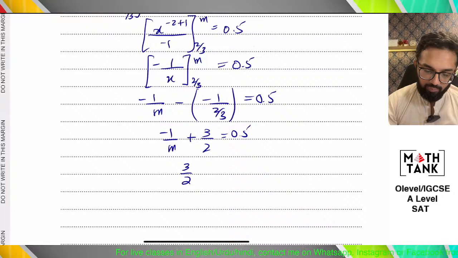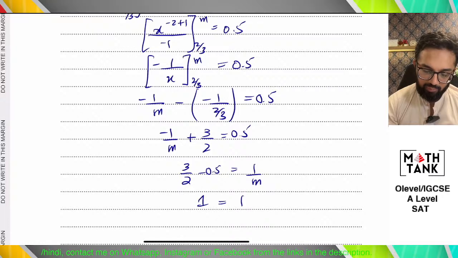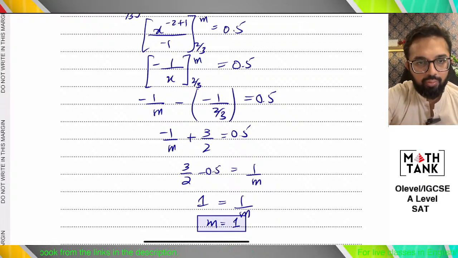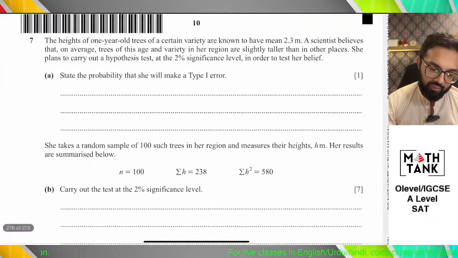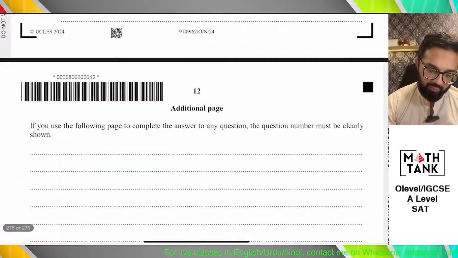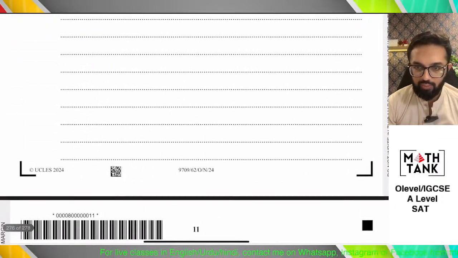3 over 2 minus 0.5 equals 1 over m. 1 equals 1 over m, and m is therefore equal to 1. Yep, that is the correct answer. Let's move on to the last question. I think that's the last question. Yeah, that is the last question. Rather short paper.